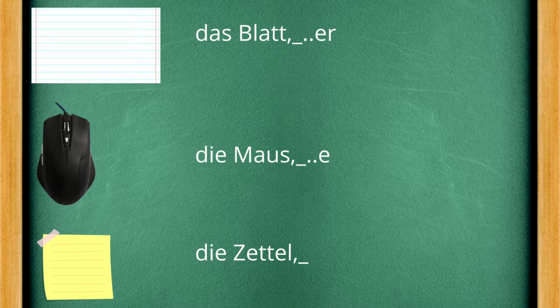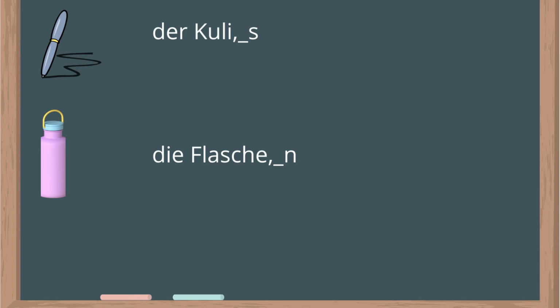Die Maus, die Mäuse. The umlauts are on the alphabet A. Der Zettel, die Zettel. Der Kuli, die Kulis. Die Flasche, die Flaschen.